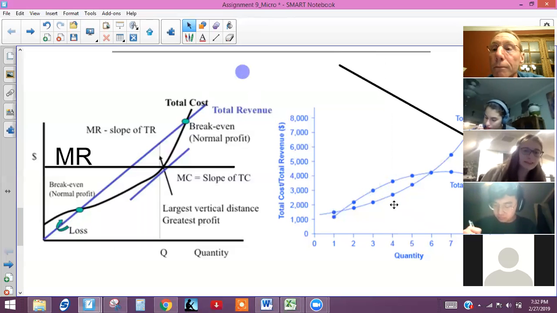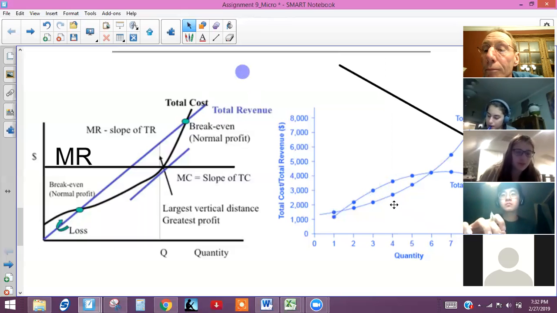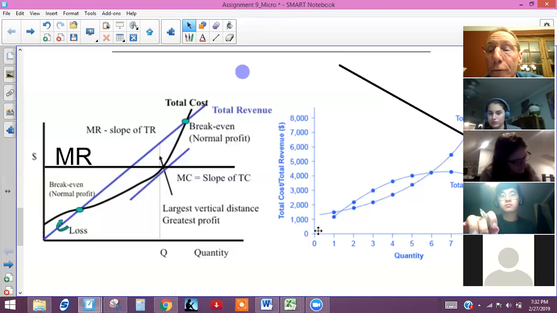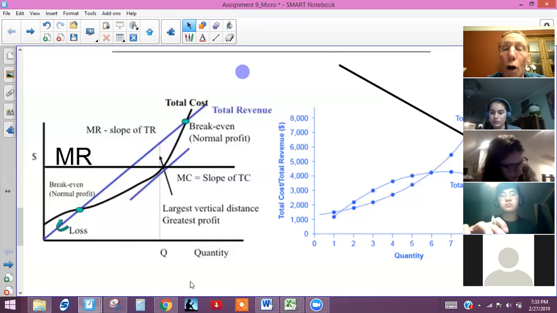Good. Is that the only way you're able to tell if that's a monopoly, if the total revenue is like a parabola? Well, if this is all you see, like if this is the graph, and they ask which one of these is a perfect competitor and which one is the monopoly, you only have 2 curves to look at, right? And the total cost curves are similar, right? So you can't tell.